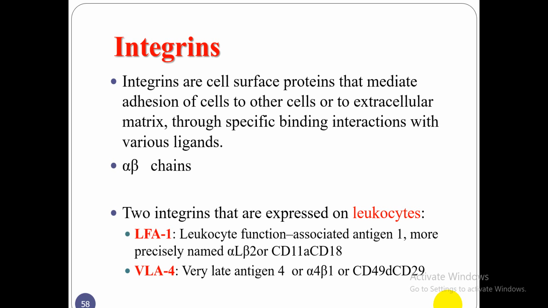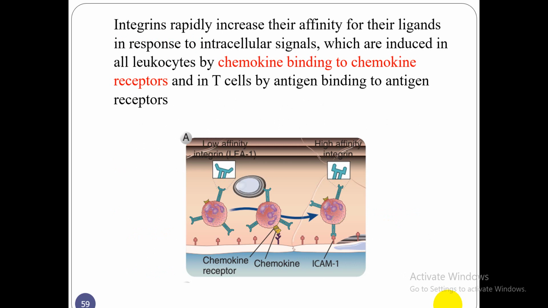The first one is leukocyte function associated antigen 1 or LFA1, and the other one is VLA4 or very late antigen 4. Integrins rapidly increase their affinity for their ligands in response to intracellular signals, which are induced in all leukocytes by chemokine binding to chemokine receptors.